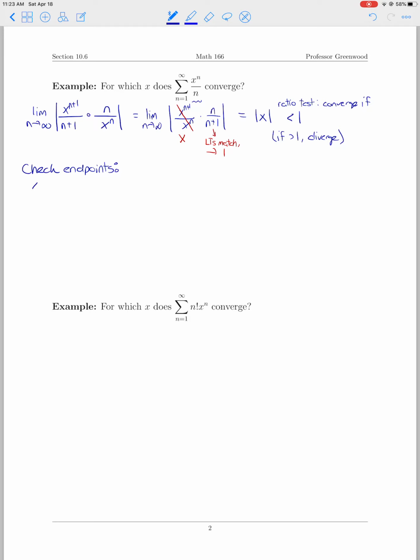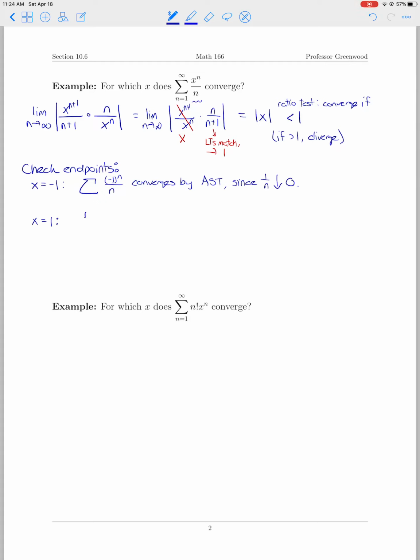And so what I'm going to do is plug in the two values where the absolute value of x is equal to 1. And so that's x is equal to -1 or +1. And so if I plug in x equals -1 into my series, then it becomes the series -1 to the n over n. And this series converges by the alternating series test, since 1 over n is a function that decreases down to 0.